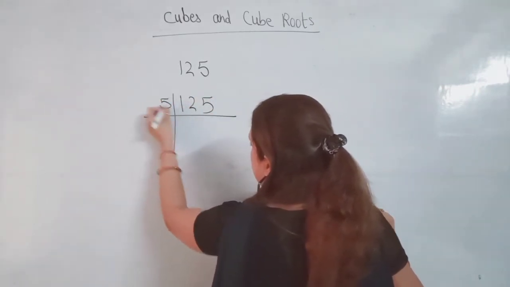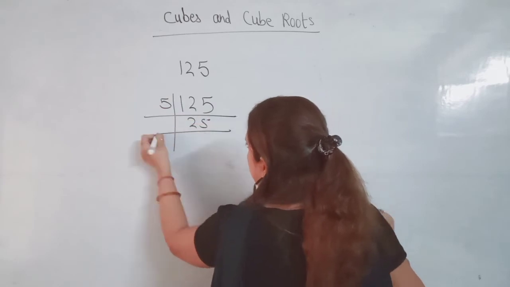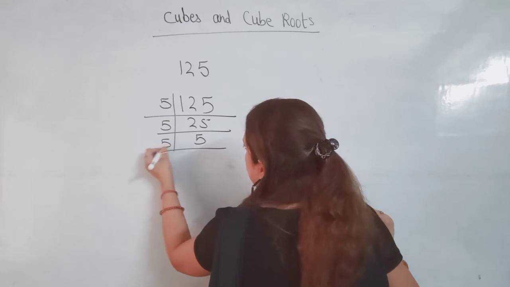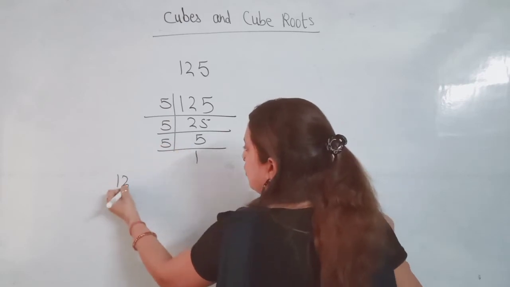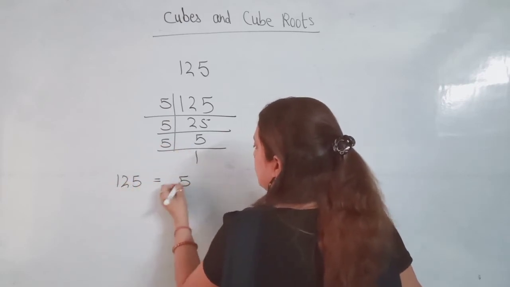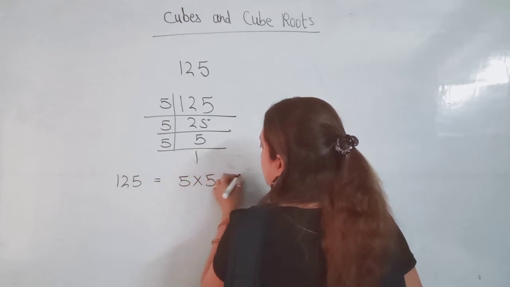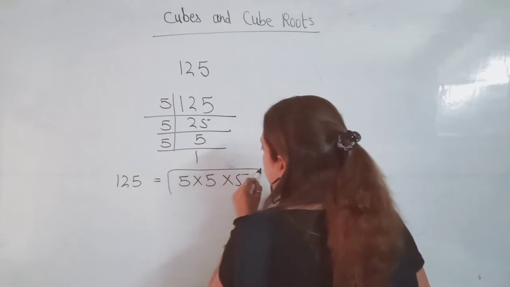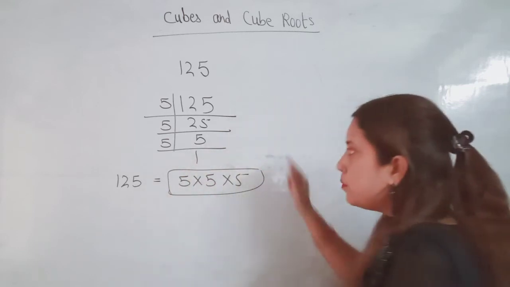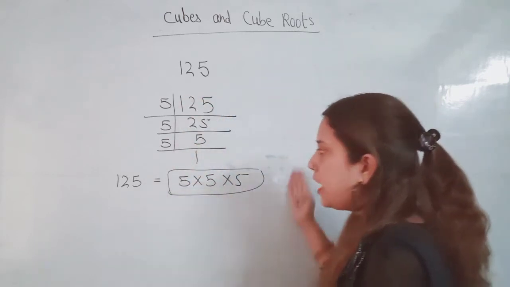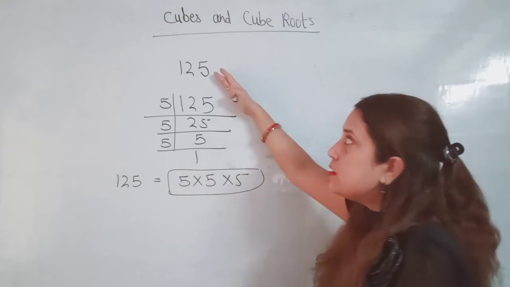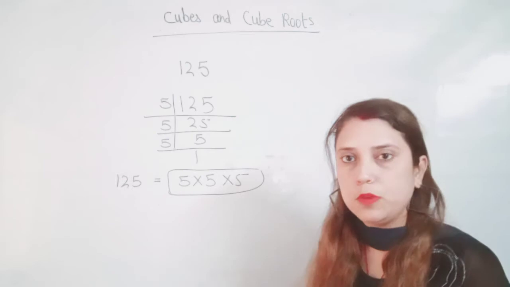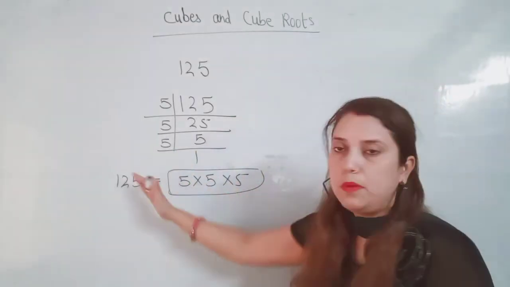5 2s are 10, 5 5s are 25, 5 5s are 5, and 5 1s are 5. So the factors of 125 are 5 into 5 into 5. So this is the triplet of 5. If the same number comes 3 times, it means this is a perfect cube number. This is a perfect cube number if it comes in triplet form.